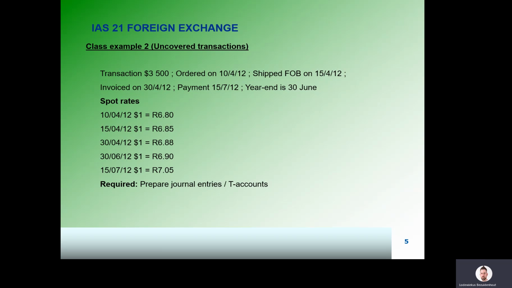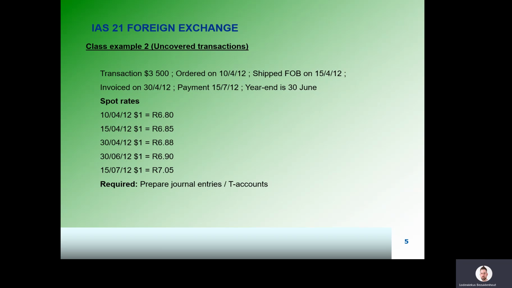All right, so what do we need to do here? We first need to determine what is the transaction date. So when we order something, it doesn't mean the risks and rewards are transferred. It was shipped FOB on 15th April and invoiced on the 30th of April. So when we read shipped FOB, that means all the risks and rewards were transferred to the seller when the goods were on board the ship. So the 15th of April, the 685 rate will be our transaction date.